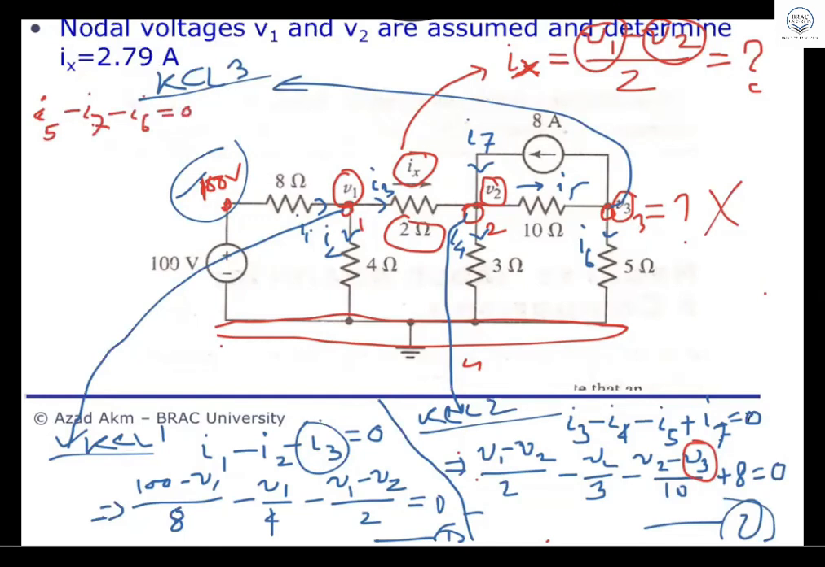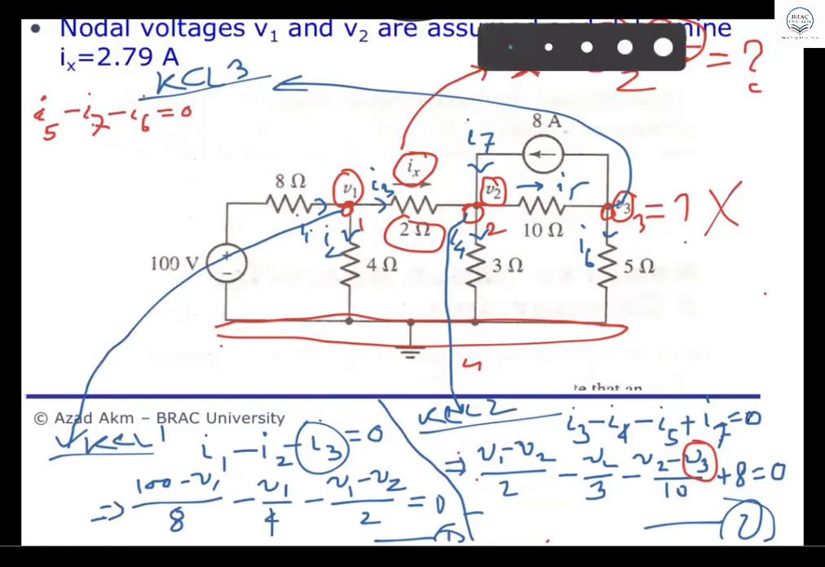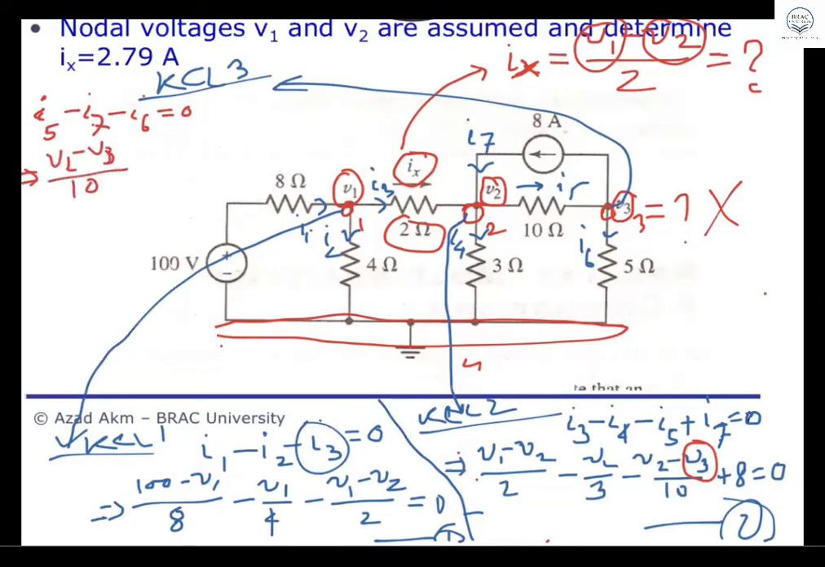You okay? Yes, sir. Okay, now you come with this. What is the thing coming then? I5 is what? V2 minus V3 by 10. I5 is V2 minus V3, right? V2 minus V3 by 10, minus I7 is 8, right? Minus 8. Okay, minus 8. And then I6 is what? V3 by 5. Right, V3 by 5 equal to 0. This is another equation, the third equation.